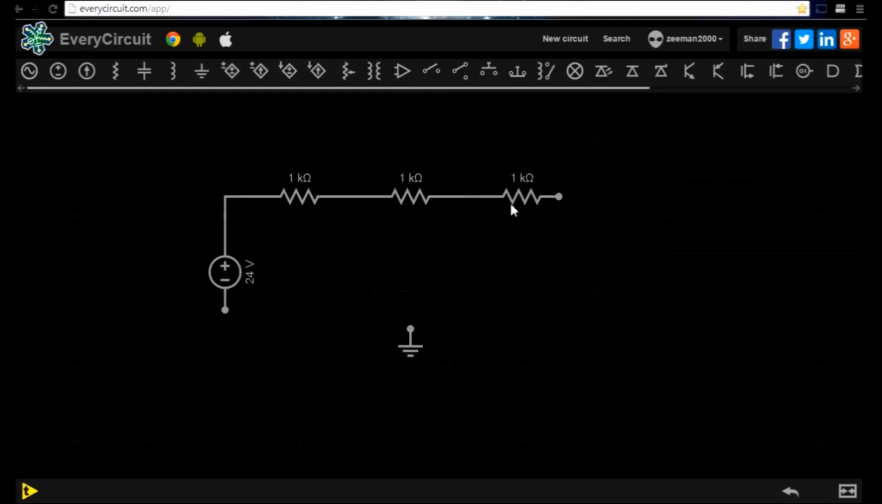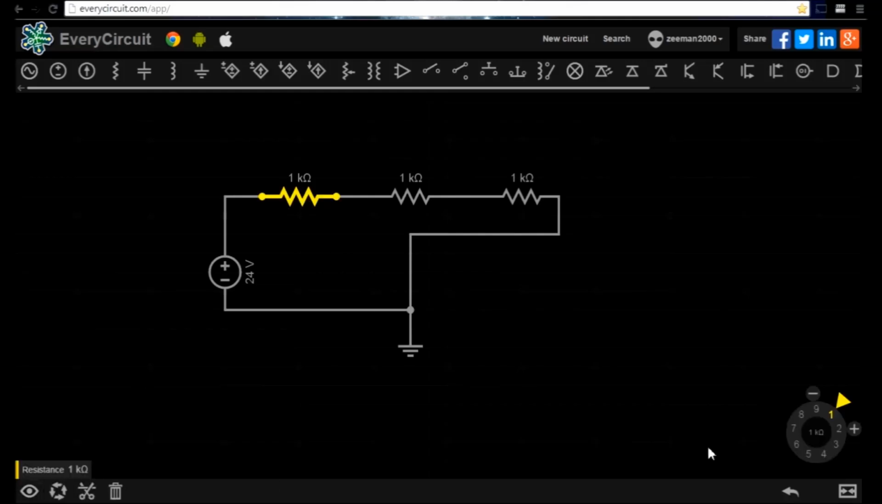We need to place our ground point, then adjust the resistors to the following values. Resistor 1, we'll set it to 5 ohms. Resistor 2, we'll set that to 7 ohms. And resistor 3 will be set to 10 ohms. Now we start the simulation.